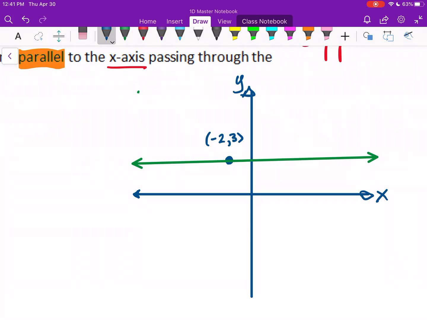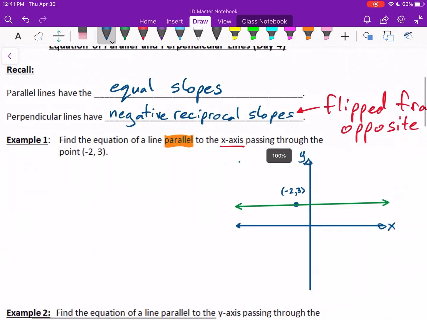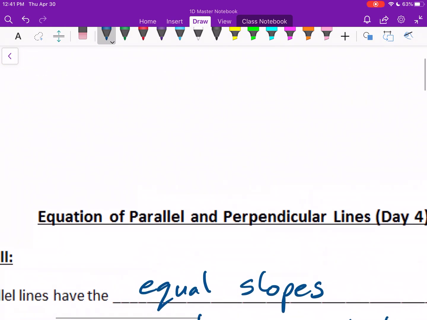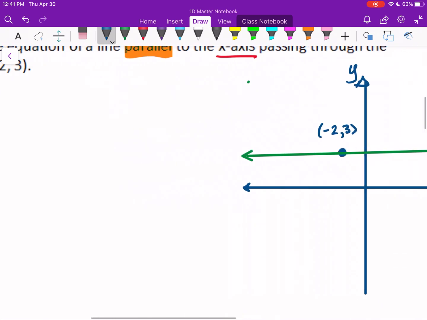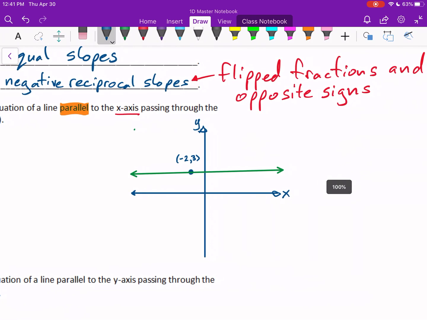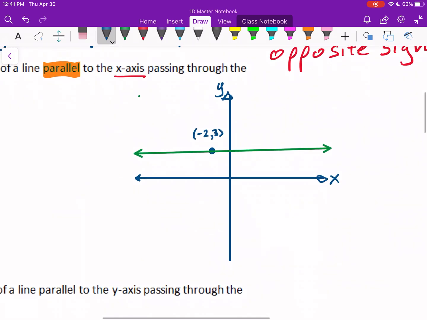It's going through the point (-2, 3). How am I going to come up with an equation for that? Well, if it's parallel to the x-axis, we know that it's going to have the same slope as the x-axis, right? Because parallel lines have equal slopes. So the green line will have the same slope as the x-axis. What's the slope of the x-axis? Well, we might have already talked about this. I honestly don't remember, but let's just think it through.